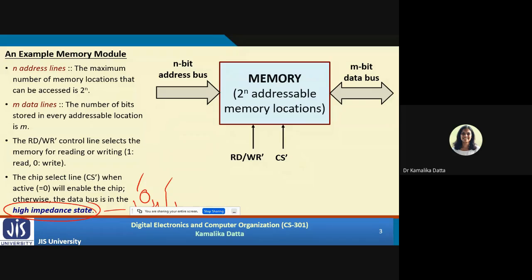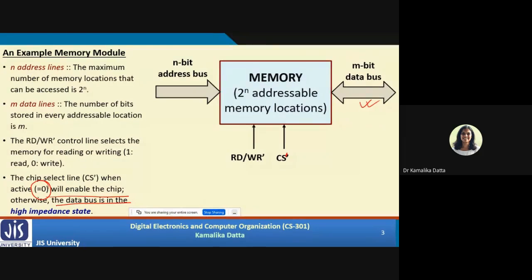So basically what it is saying is that the chip select line CS, when active, will enable the chip. 0 means it is active low, that is why this is a bar. When it is 0, then it will be activated. Otherwise the data bus will be in high impedance state. You are not reading anything from the data bus because this module is not activated.